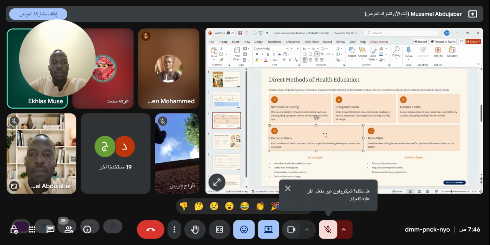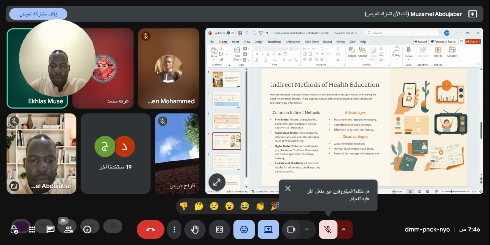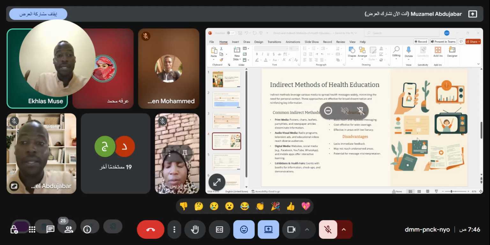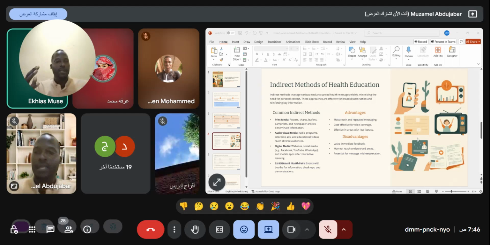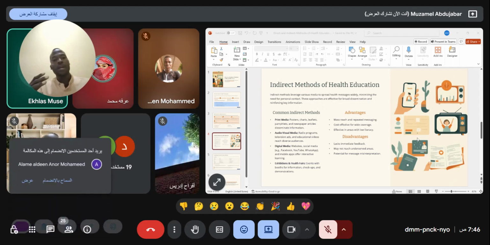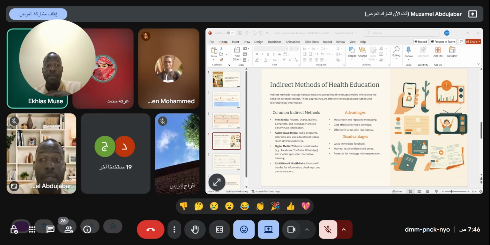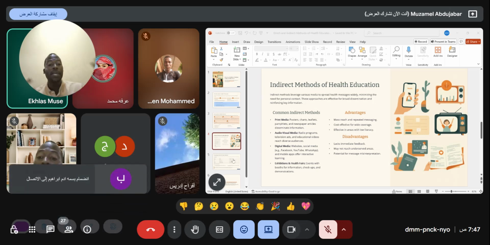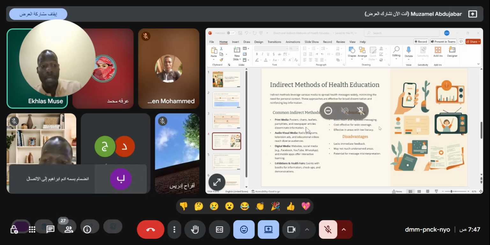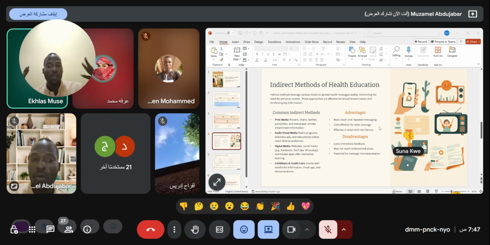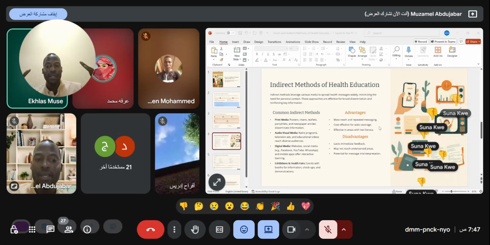Now let us jump into the indirect method of health education. As I mentioned, the indirect method of health education needs a mediator. There is no contact with the community directly, face to face. It needs a mediator. And also, the indirect method can help you to send the message to a large population, many people in some place at the same time, as you see right now with Facebook and also with WhatsApp and many things here.